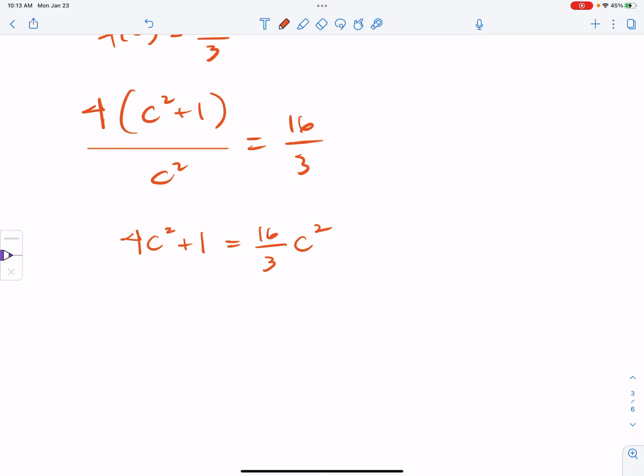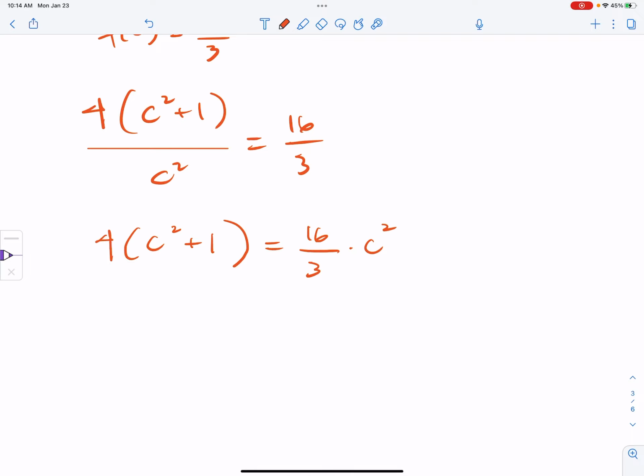And then if I want to subtract by, what do I subtract by, 16/3 on both sides? You know what? I don't want to do that. I want to multiply by c squared on both sides. I would have gotten there. The mental math was just more.